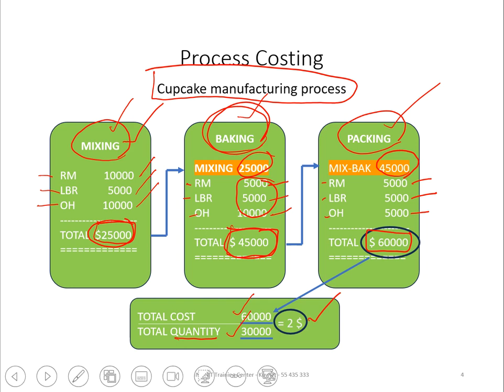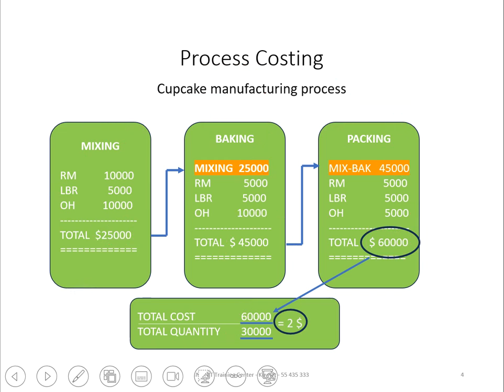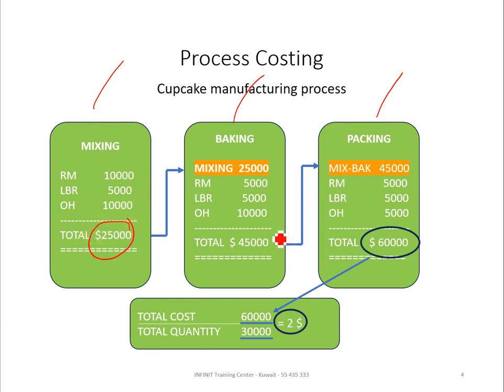Imagine this is the situation. You have three processes, every process is incurring that much cost, and you got a total of 60,000 from three processes, divided by total quantity, you got $2. But imagine if this is the cost of a day of mixing. Once the mixing is done, this product is transferred to baking, so will these people stay idle there?